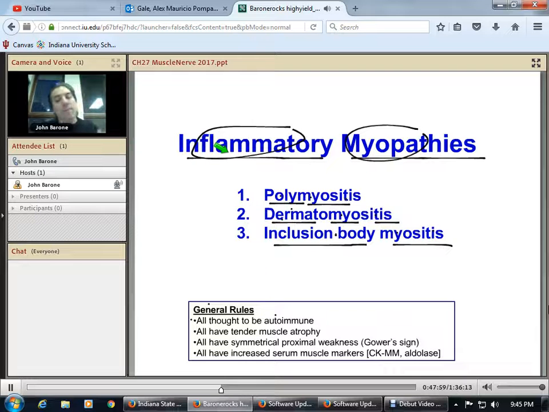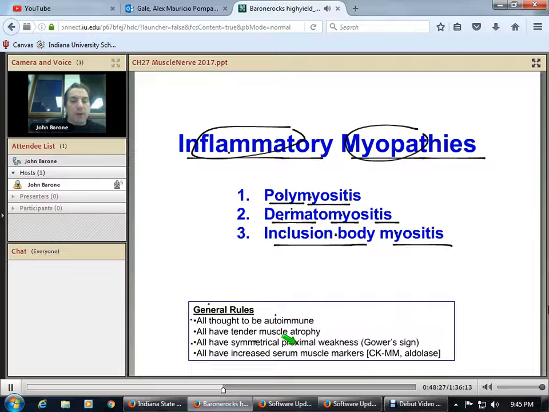All of them are thought to be autoimmune. All of them. We think these are autoimmune inflammatory diseases. Number 2, your immune system comes in, inflames the muscle, and breaks it down. So you're going to get weakness, but it's going to be tender. So they can say, my muscle's really weak, but when I squeeze it, it hurts a little. It's going to be tender because it's inflamed. So you're looking for tender muscular atrophy.